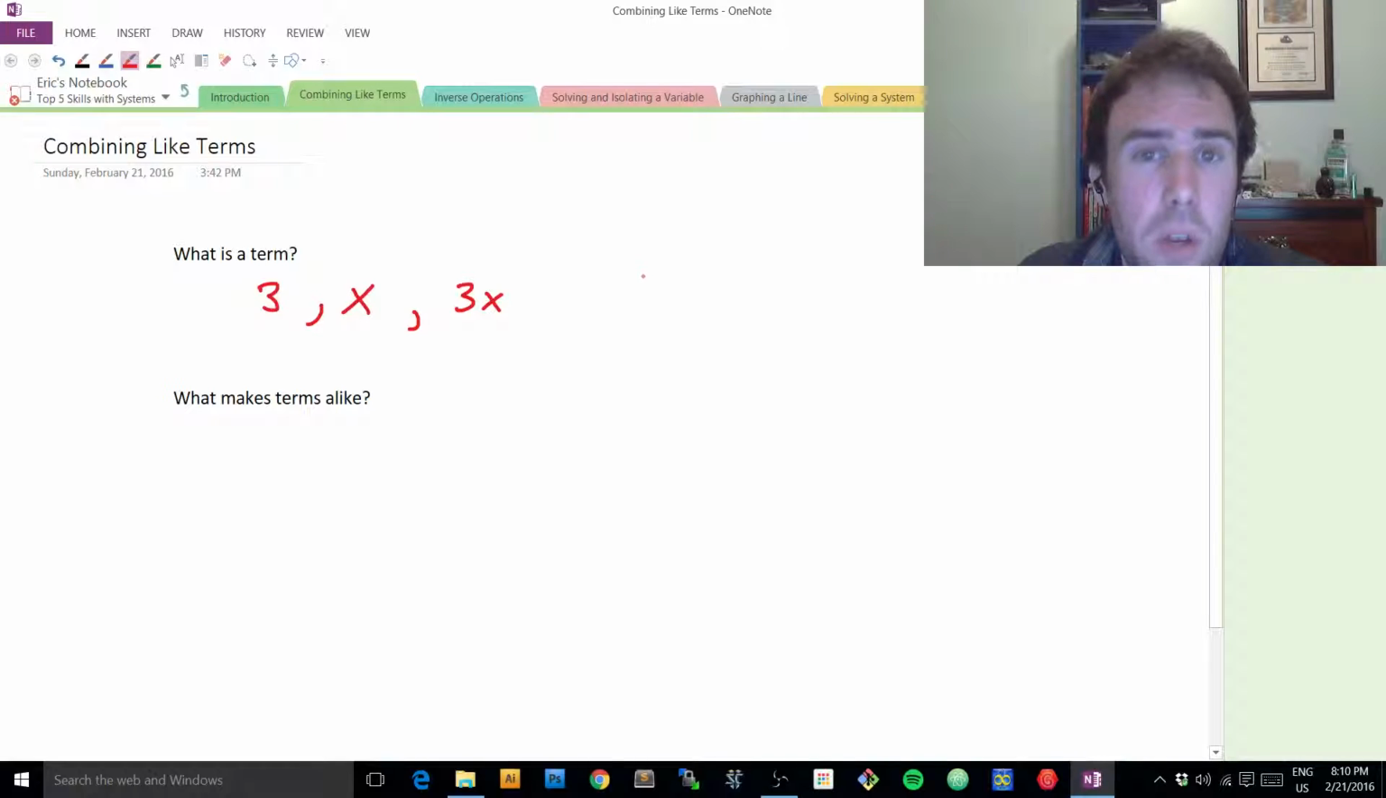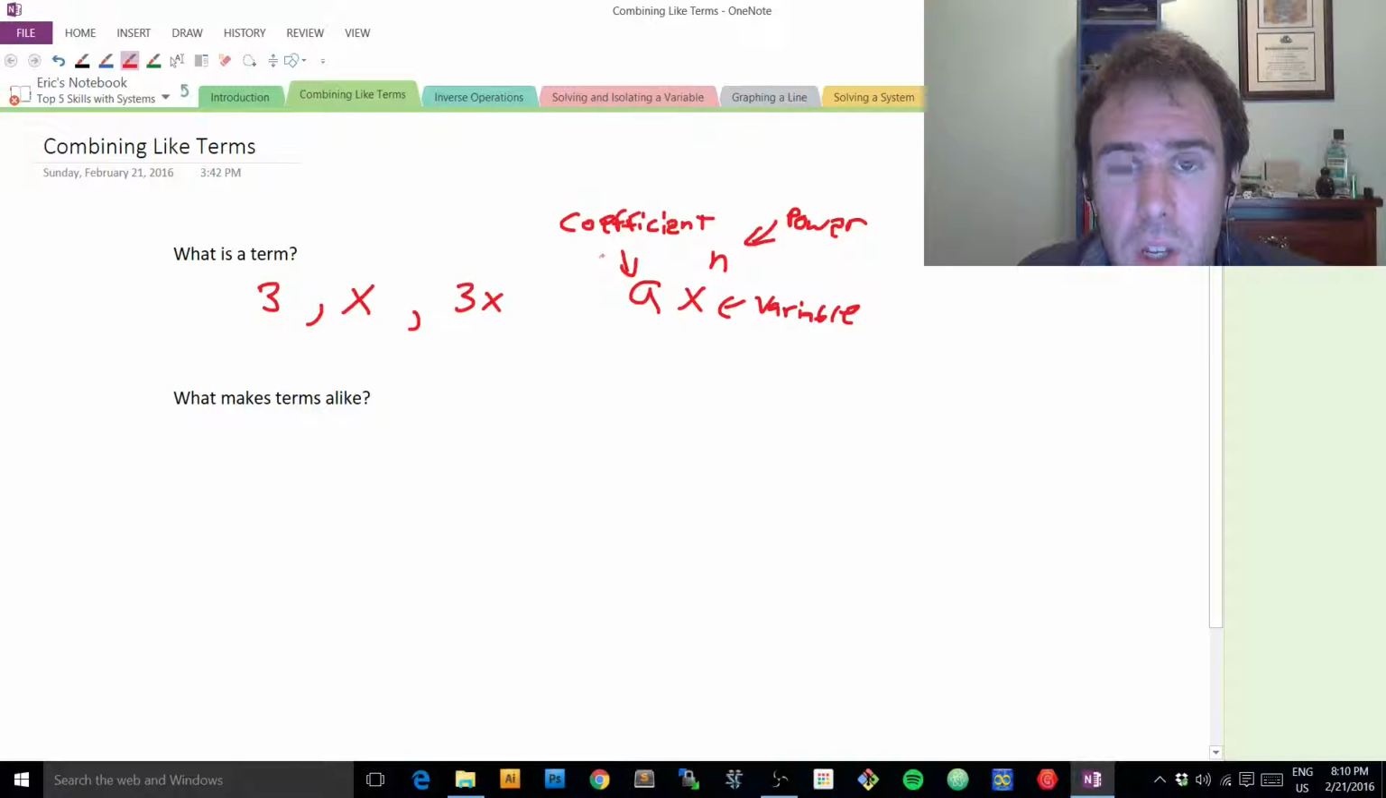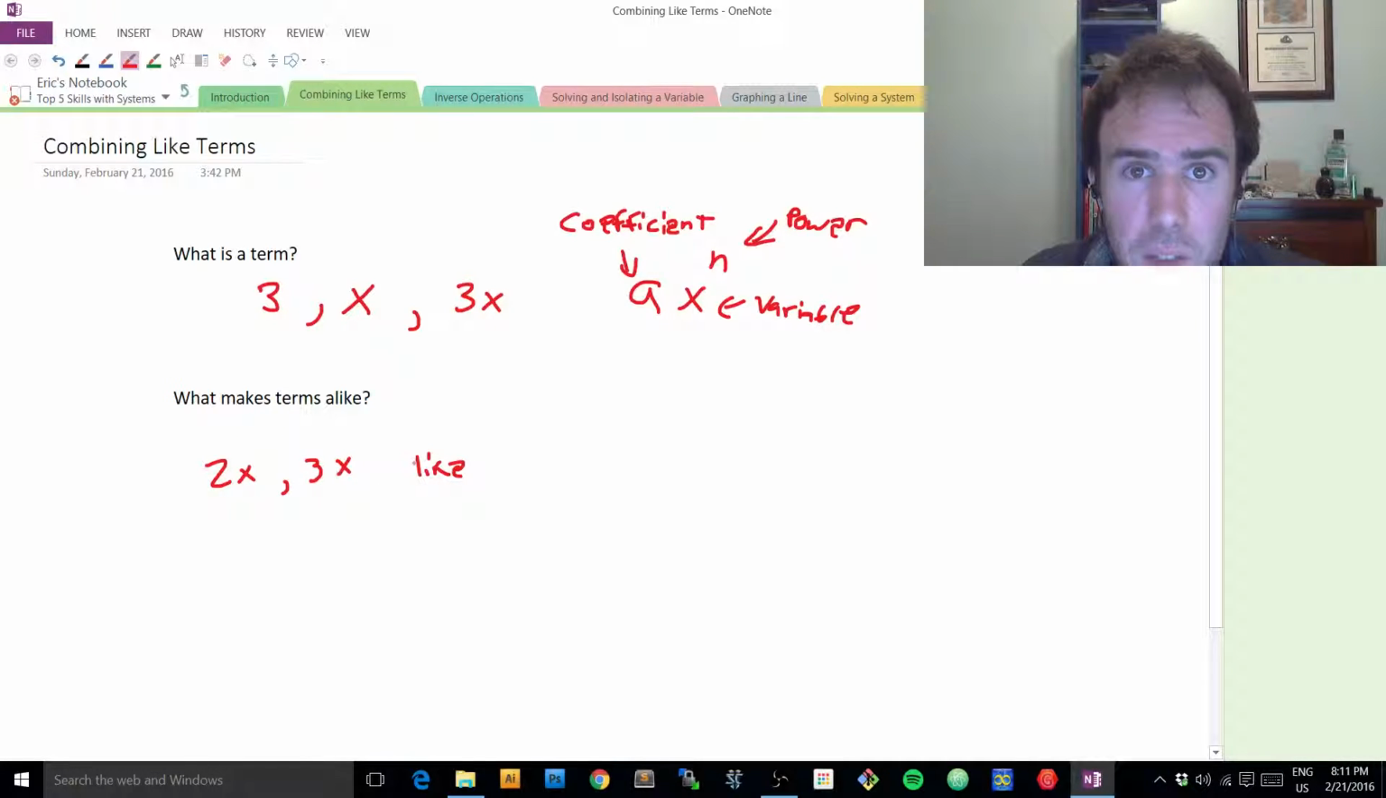From a general standpoint, I could represent it as a x to the n, where x would represent the variable, a is what we call the coefficient, and n is what we call the power. So what will determine if terms are alike is if they are made out of the same variable and the same power. So for instance, 2x and 3x, these would be like terms because they have the same variable and they both have a power of 1.